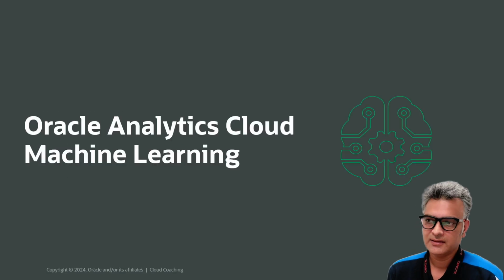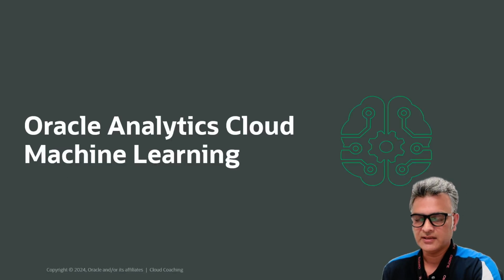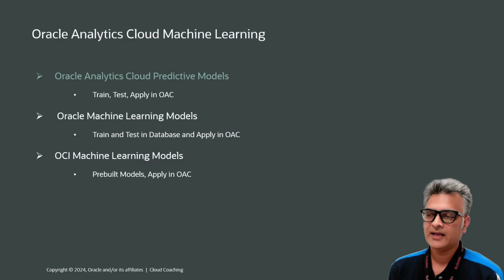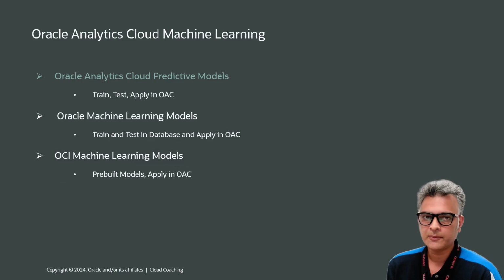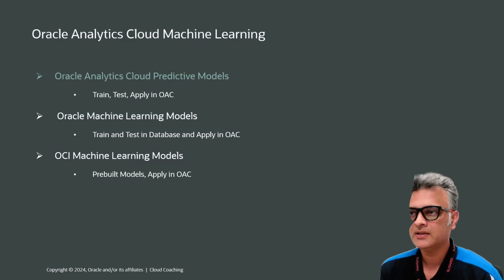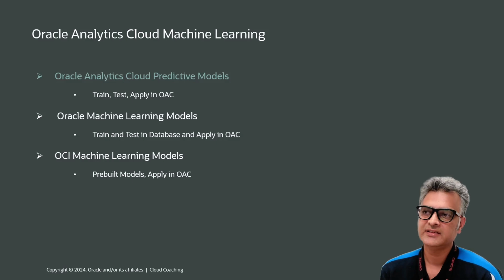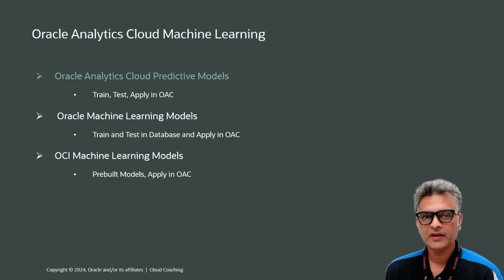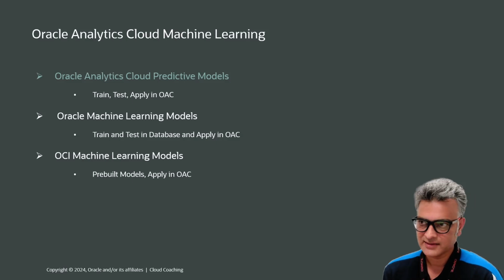So let's start with Oracle Analytics Cloud Machine Learning. There are many different options of machine learning available in Oracle Analytics Cloud. The first one is where Oracle Analytics Cloud provides inbuilt features to train, test, and apply machine learning models within OAC. So these are the inbuilt features that are available in Oracle Analytics Cloud.